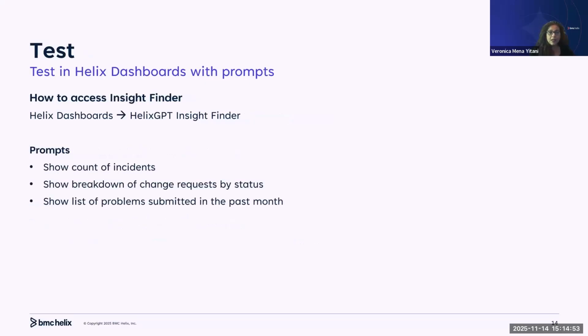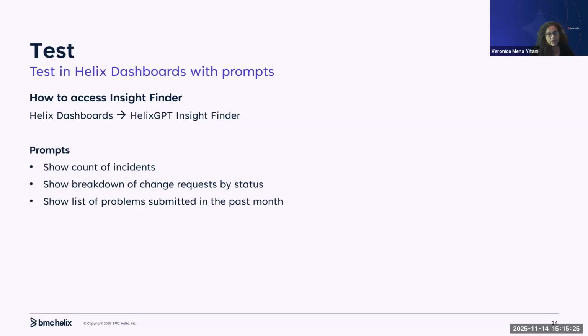Now, let's look at how simple it is for your end user to start leveraging this powerful tool. Once all the previously mentioned steps are completed, users can easily access the tool directly within the dashboard environment. All they need to do is access it from the Helix dashboards, and from there, they select HelixGPT Insight Finder. The user interface is designed for natural language interaction. Users simply type the prompts, and the Insight Finder generates the dashboard automatically.